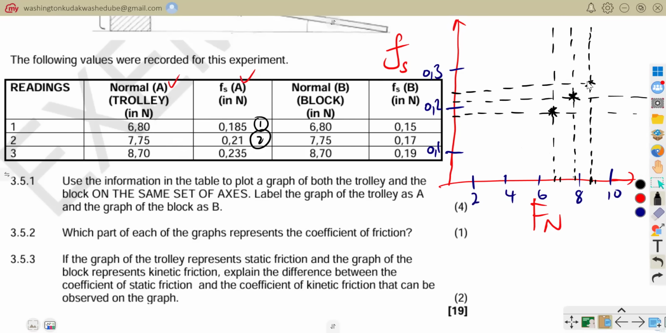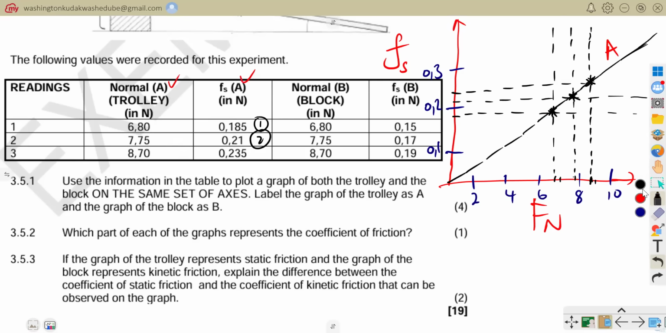0.235. So my third point would be here. Now drawing this graph, I would actually join these points coming from 0 there. So it was just going to be a straight line. This is for graph A.